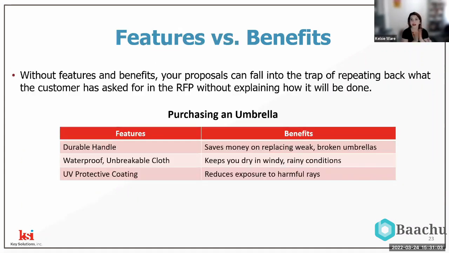And just an easy way to think about it, because you'll see it all the time in proposals where people kind of switch up what is a feature, what is a benefit. So the easiest way to think about it is a feature is what describes what you're actually getting. A benefit is why that thing is important. So for example, if we were purchasing an umbrella, if it has a durable handle, that's the feature. That's about the umbrella, right? But why do I care about it? It's going to save me money on replacing weak or broken umbrellas. So that's the benefit. So always make sure anytime that you present a feature, you also present a benefit, because the customer is buying the benefit, not the feature.